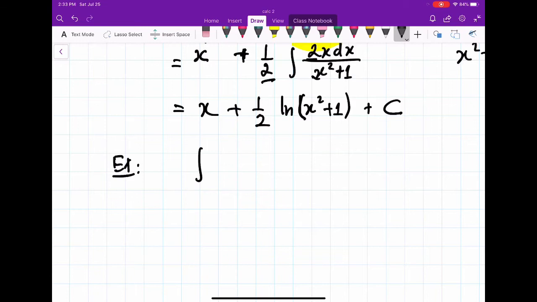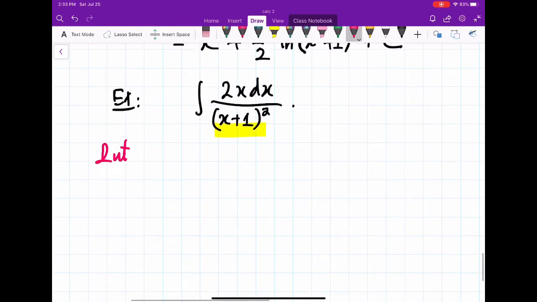Let's consider the following example. Find the indefinite integral of 2x dx over (x plus 1) squared. Yeah, we see (x plus 1) squared in the denominator, so we may think about log. But again, before that we need to do a substitution. So I would do the following. I put u equal to x plus 1. Once you put u equal to x plus 1, you need to rewrite everything in terms of u. I have du equal to dx. That is the first thing.